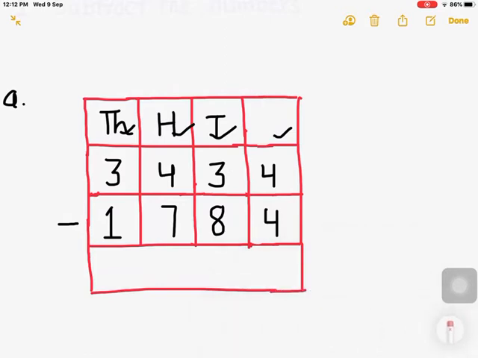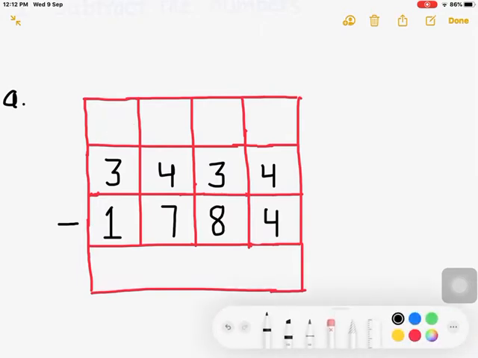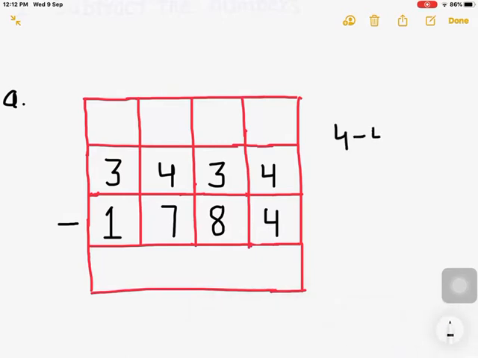Now let me rub this. Yes. Okay, let us start. So to subtract here from the ones column, that is 4 minus 4. 4 minus 4, it is 0, isn't it? Now write down 0 here. Now let us start to subtract from the tens column now, okay?